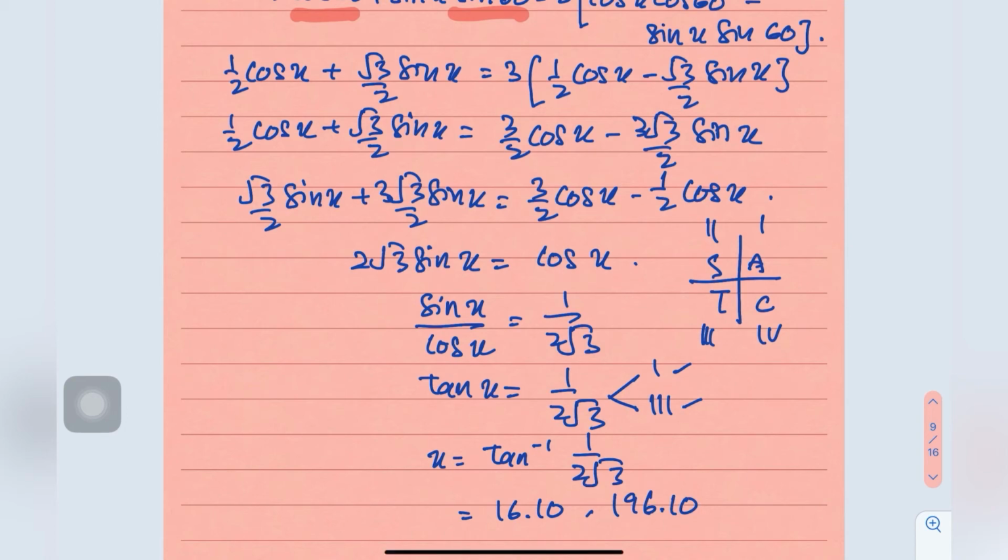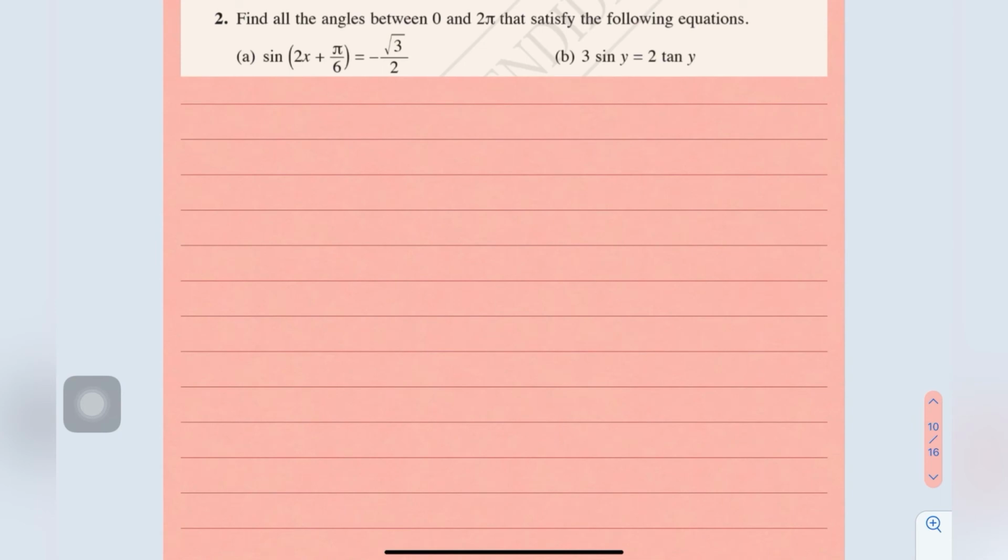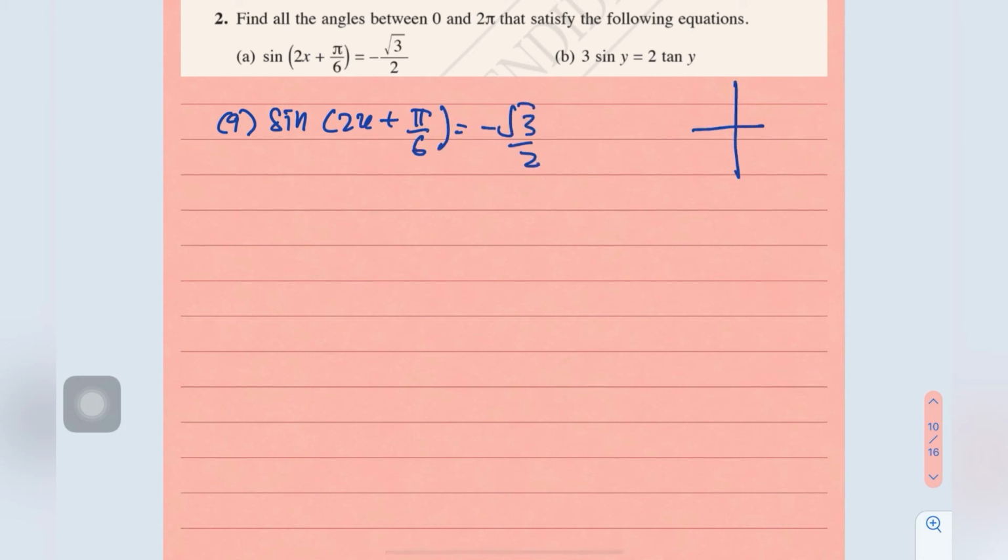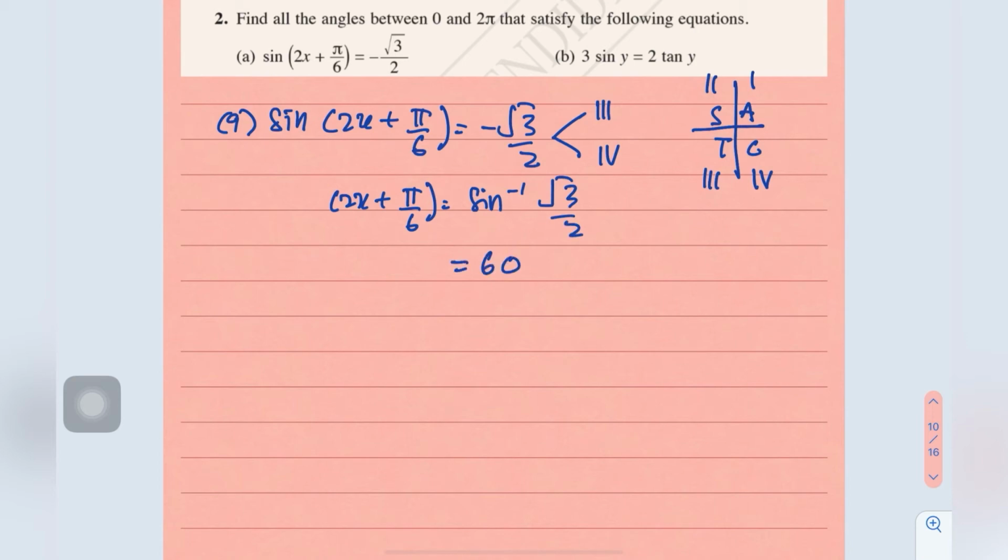Okay, so these are the solutions. Question number 2, find all the angles between 0 and 2 pi that satisfy the following equations. A, sine of 2x plus pi over 6 equals negative root 3 over 2. Add sugar to coffee, 1, 2, 3, 4. Sine is negative in quadrants 3 and 4. To find 2x plus pi over 6, inverse sine of root 3 over 2 equals 60.